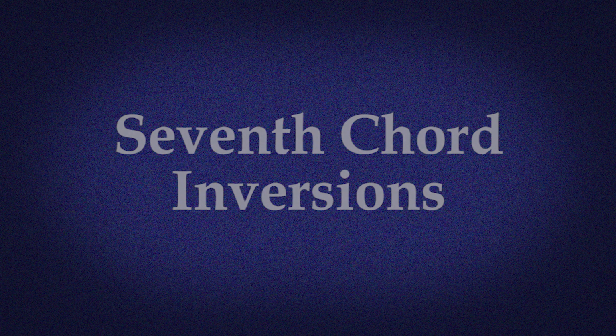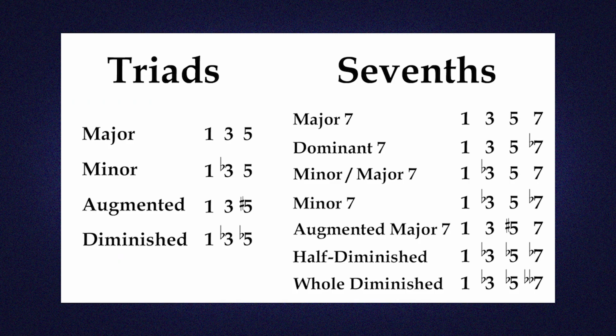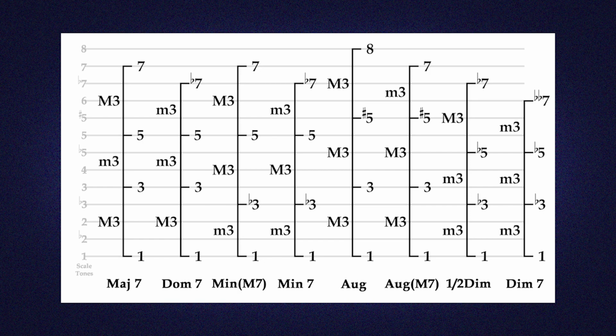In the last video, we added another note to our triads to create seventh chords. These chords are commonly found in modern music and are built by simply adding another interval of either a major or minor third on top of one of the triads. In this video, we're going to take a look at the inversions for each of these chords. Once again, we will be looking at close voicings and we'll be using C as the root for each of our examples.